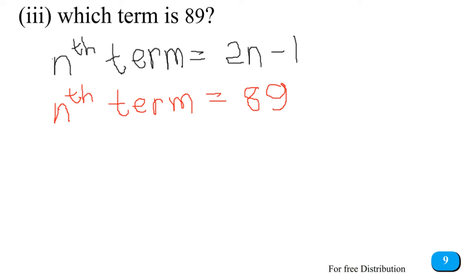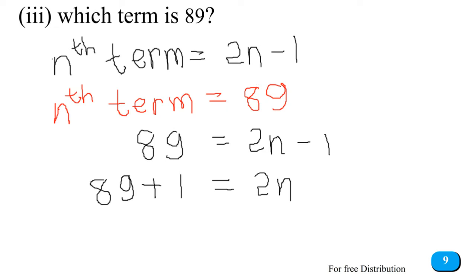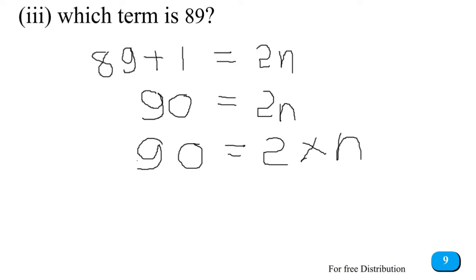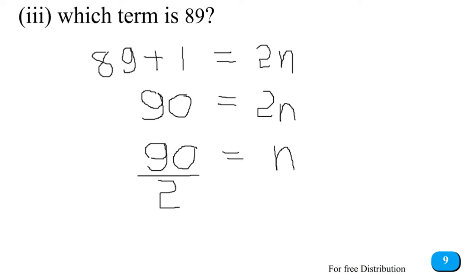In order to get the value of n, n should be on one side by itself. First we will take -1 to the opposite side. When it goes to the opposite side, it takes the opposite operation, the opposite of -1 is plus 1. Now 2n means 2 multiplied by n. When you take this 2 to the opposite side, it takes the opposite of multiply. The opposite of multiply is division.